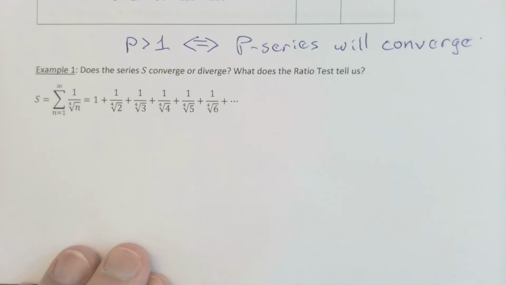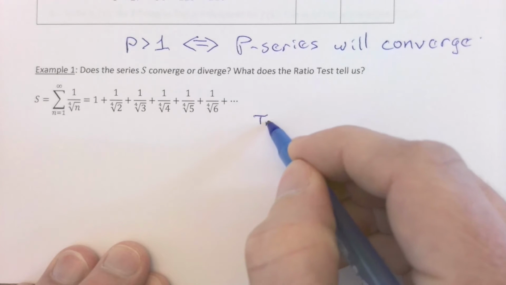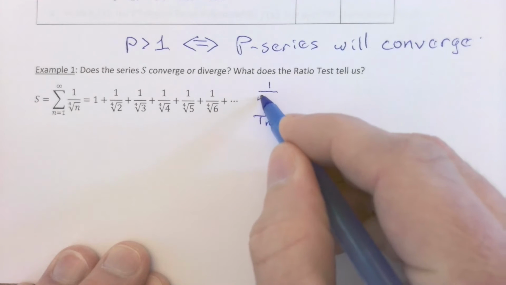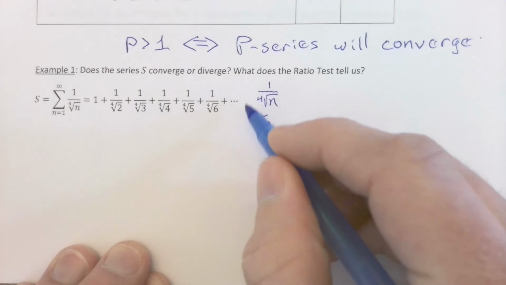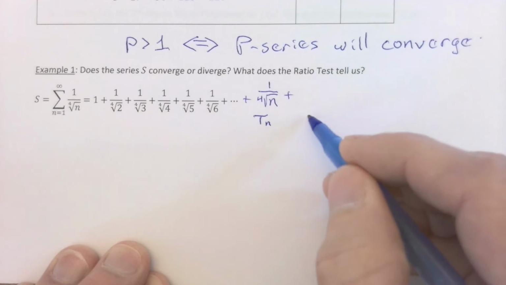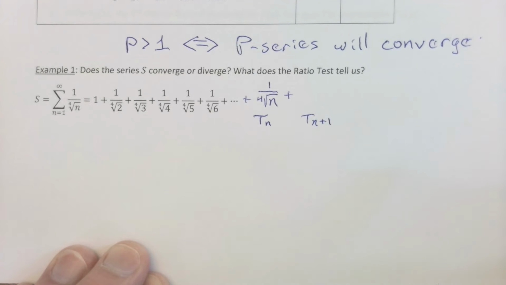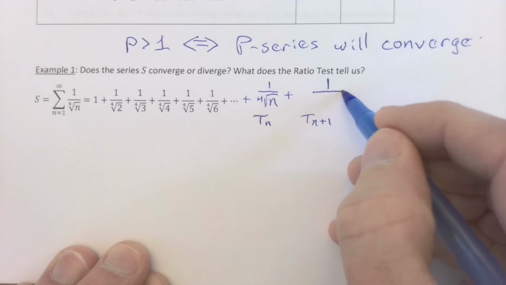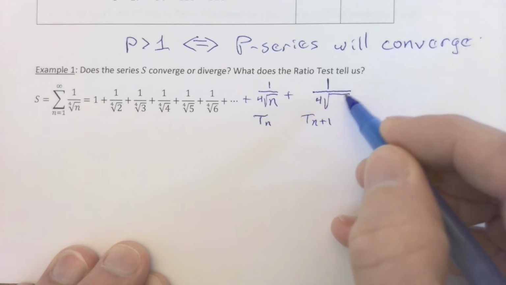So let's see. First of all, the ratio test. What do we need? We need the nth term. The nth term appears to be 1 over the 4th root of n. We're also going to need the n plus first term, the one right after it. And if you don't know the ratio test, I think I already have a video up on the channel where you can go learn about it. But the next term would be 1 over the 4th root of n plus 1.